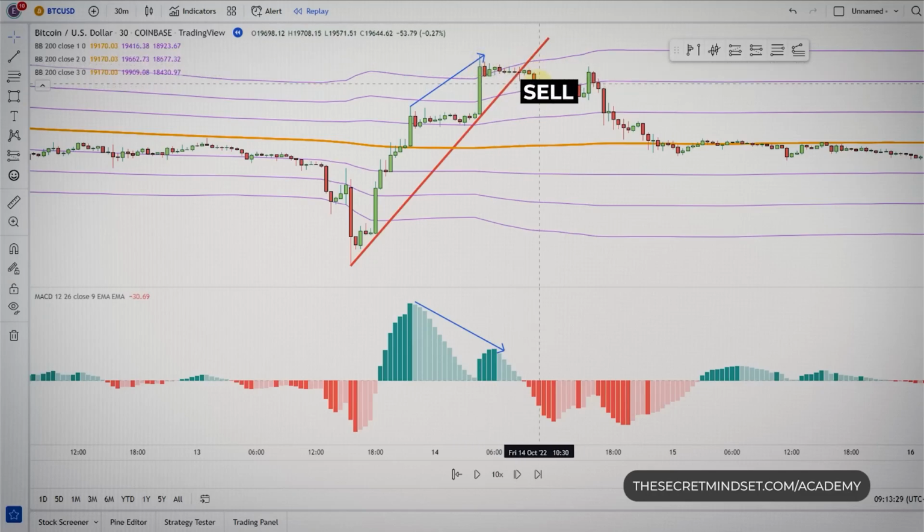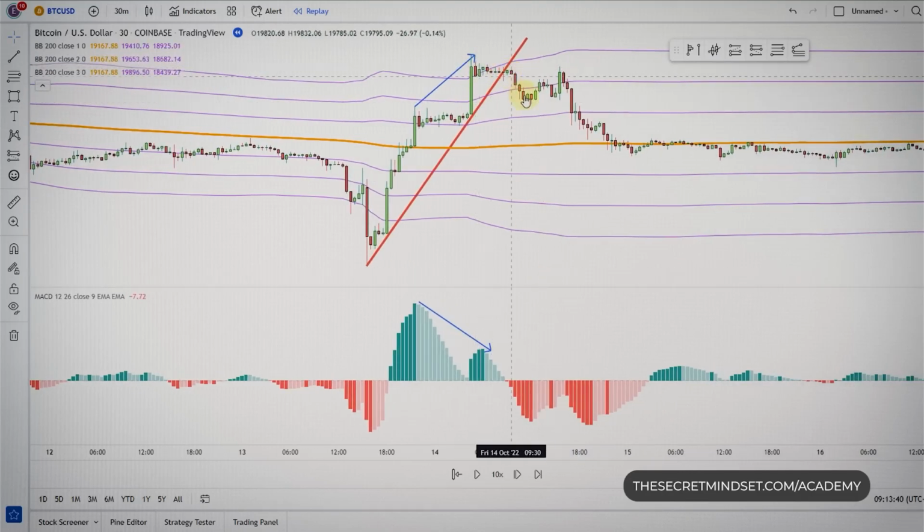You want to enter after a trendline breakout, somewhere around the second Bollinger Band, with a stop loss above the third band. Again, this is a riskier trade, so if it's not your style, stick to the trend continuation setups.